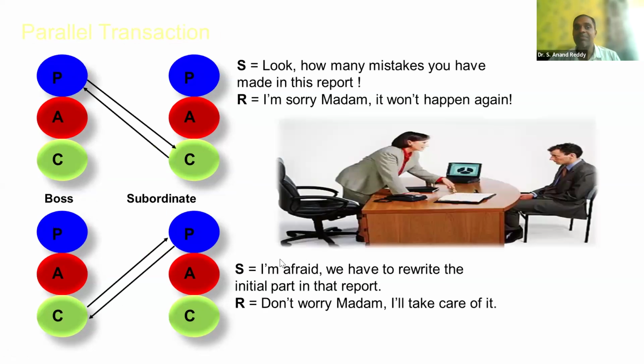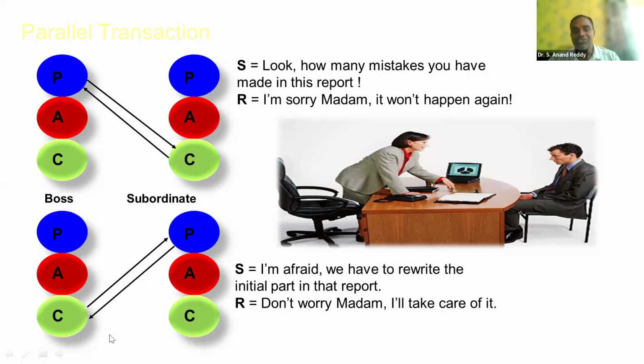Another parallel transaction that you look at. Now, parent to child is also a parallel transaction. Look at here: look how many mistakes you have made in this report. I'm sorry, madam. It won't happen again. Now, what is this? Here, the child is in a submissive mode. Parent is in a commanding mode. Therefore, this also becomes a parallel transaction because there's no conflict here.